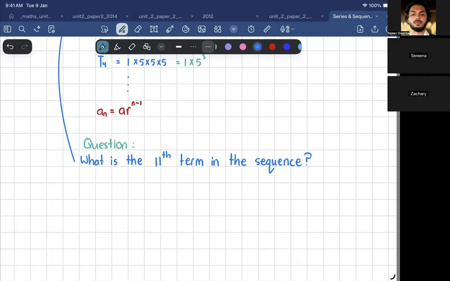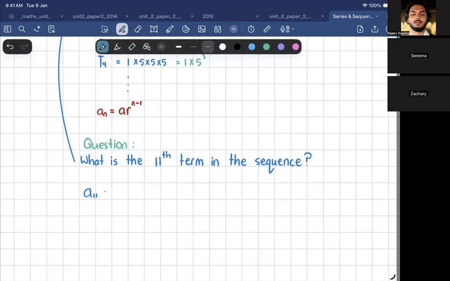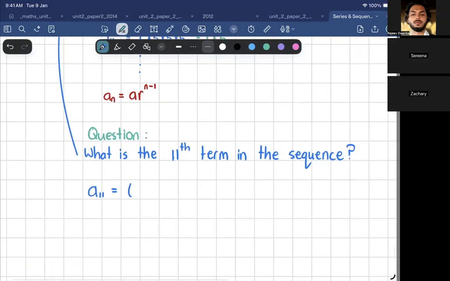Wait, did you write a 11? No. Right, because the formula is a of n. So if you want to find a 11, write a 11. You could write T11, but we typically write a of n. So you say a 11. Yeah. And that will be my first term. My first term is 1. So I write 1 times 5 to the power 11 minus 1.